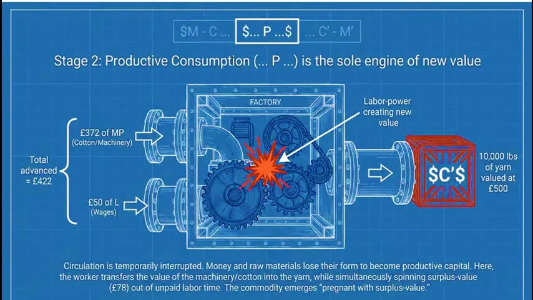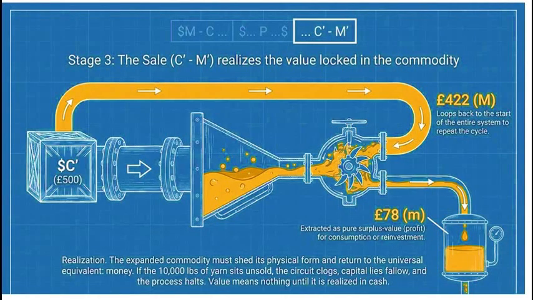That 78 pounds is the economic oxygen. It is the new value generated entirely inside the P stage. Section 5, Stage 3, the sale. But listen, having 500 pounds worth of yarn just sitting around in a dusty warehouse doesn't do the capitalists any good at all. We have to move the narrative back out of the factory and into the marketplace for the final transaction. We are now at the third and final step of the formula, C prime to M prime.